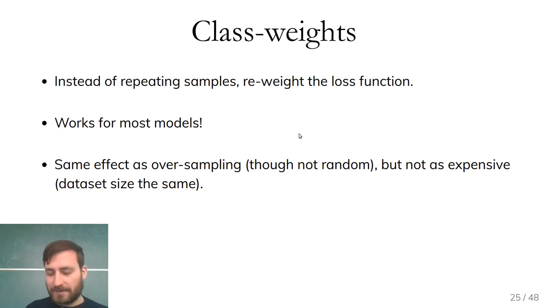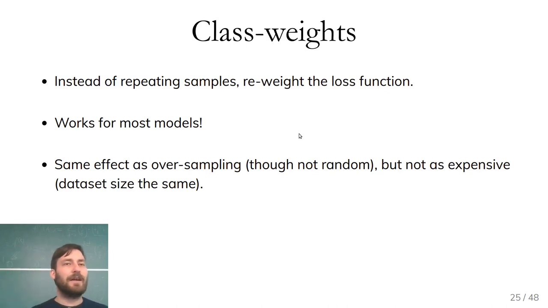So you might think this oversampling seems a little bit silly because we're duplicating the same points over and over again, which slows down our training. We can get more or less the same effect by using something that's called class weights. So instead of repeating the samples, you just tell the model to count them double or count them 10 times. That's implemented in scikit-learn as the class_weight parameter, and it works for nearly all models.